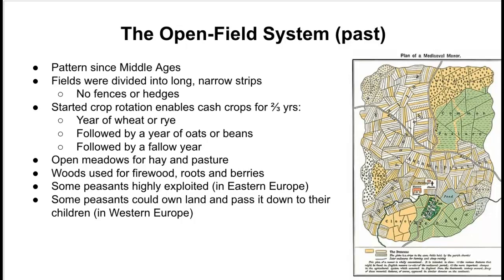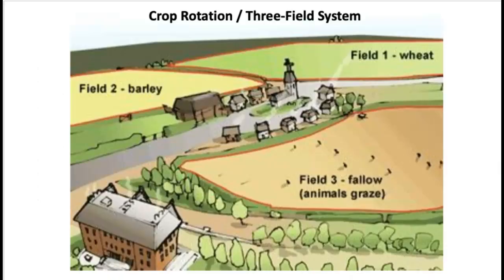For Europeans, these open lands also included the woods, any forests where they would find roots and berries and collect firewood. And of course, in this open field system, the ideas of who had control over the land differed in different parts of Europe. In Eastern Europe, peasants tended to be much more exploited under a serf system. And in Western Europe, some peasants could own the land and could pass it down to their children.